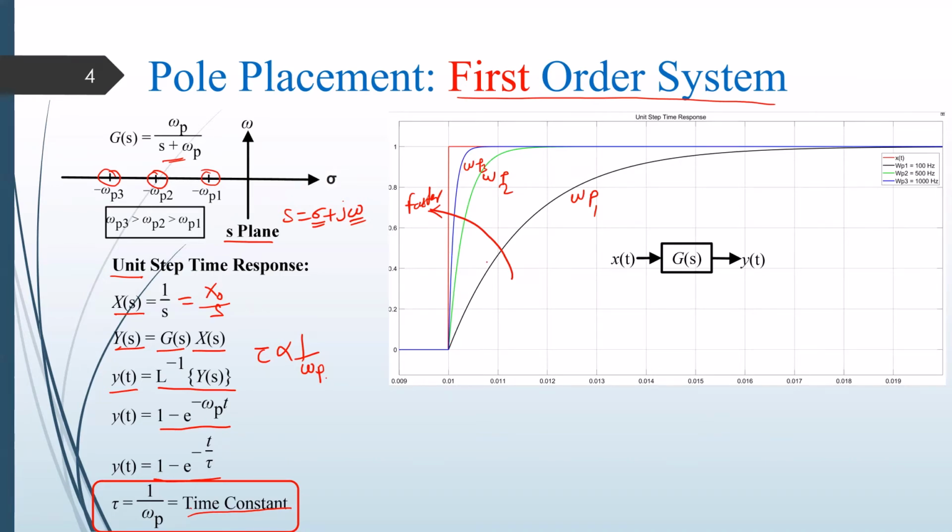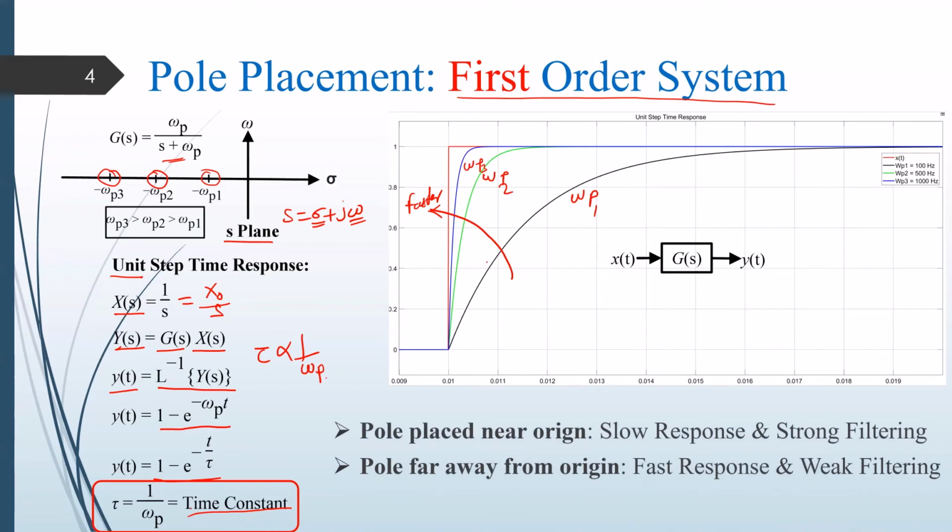Okay, so what we can conclude from this: if the pole is placed near the origin, you have a slow response, but you have strong filtering, which we also saw on the previous slide. And when the pole is far away from the origin, you see a fast response and weak filtering. When I say weak filtering, it means you will have more amplitude of the noise signal. So this is about the pole placement for the first order system.